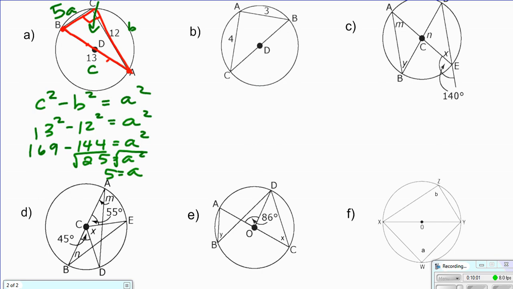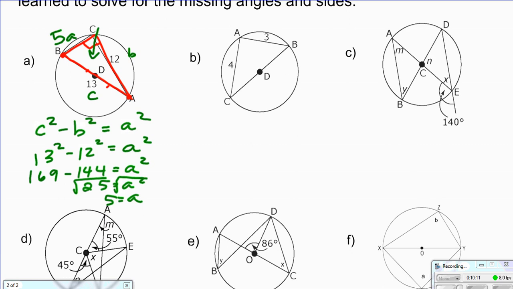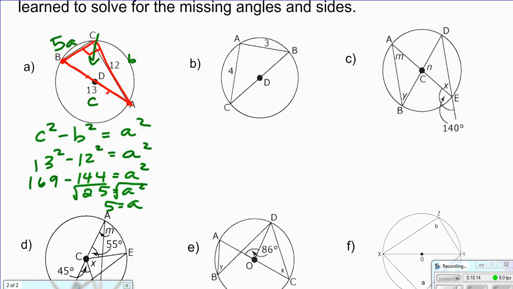Let's look at C. And so for C, there's no side lengths that are missing, but there's angles that are missing. So we need to find the missing angles for C. Let me just slide that up there. Okay, and so we have a bunch of different angles going on and a bunch of different things going on that we need to notice.